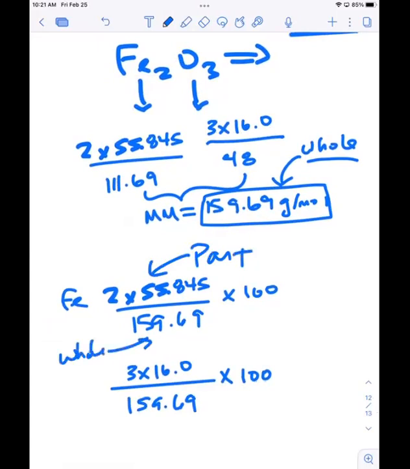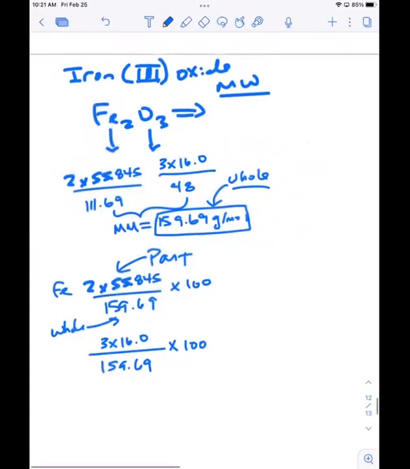If you have a molecular formula and you want to figure out the percent composition, you just take the part over the whole. All right, can somebody hit these two calculations real quick? It's 70-30. 70% here, 30% here.